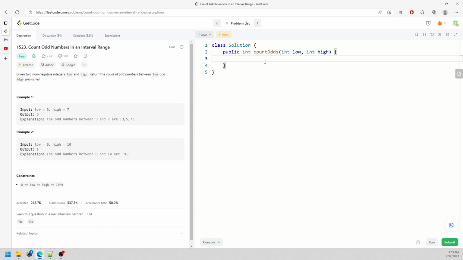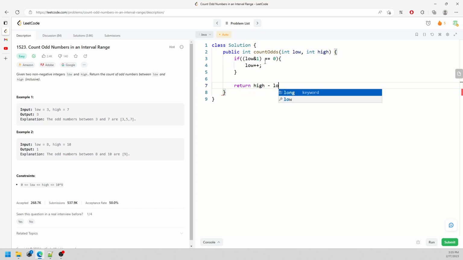This is a definition, right? So if low and 1 is equal to 1, we know this is even, so we just increment by 1. And later on we just say high minus low, and then we need to have a parenthesis around it, and then divided by 2, and then plus 1, right?